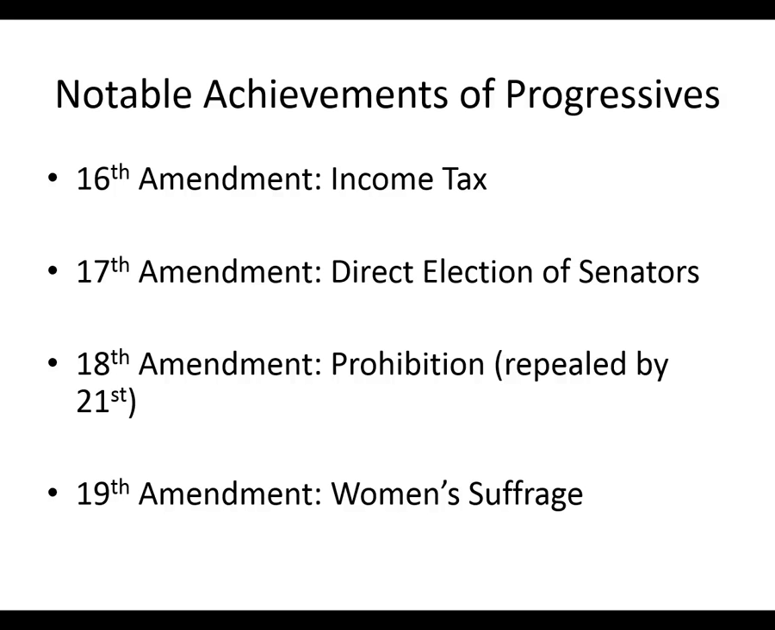Notable achievements of the progressives include the 16th Amendment, which calls for the direct income tax. Before, everybody had not necessarily had to pay income taxes, and so you see the government able to raise revenue as a result of that. The 17th Amendment calls for the direct election of senators by the people instead of being chosen by state legislatures. The 18th Amendment, prohibition, even though it's repealed by the 21st, is viewed as obviously a huge victory for the women's movement because they believed it was the cause of a lot of domestic abuse. However, it ended up increasing the crime in the United States because people still wanted to drink.